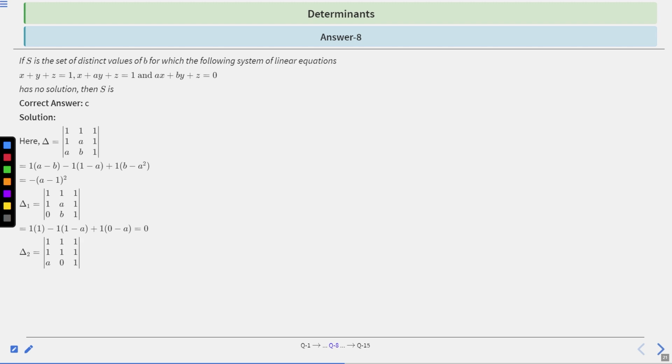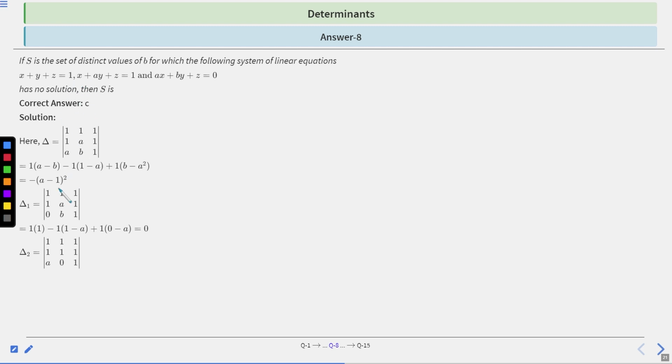Okay, so the system of linear equations has no solution, right? So suppose delta is equal to the determinant [1, 1, 1], [1, A, 1], [A, B, 1]. So after solving, you will get delta equal to minus of (A minus 1) whole square. Let's calculate delta 1, right? How will you calculate delta 1?